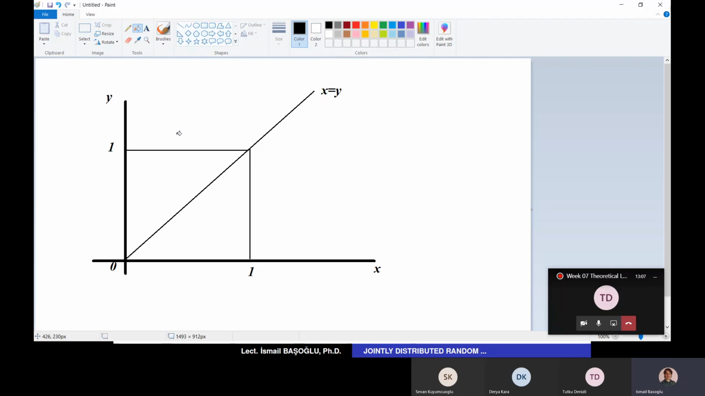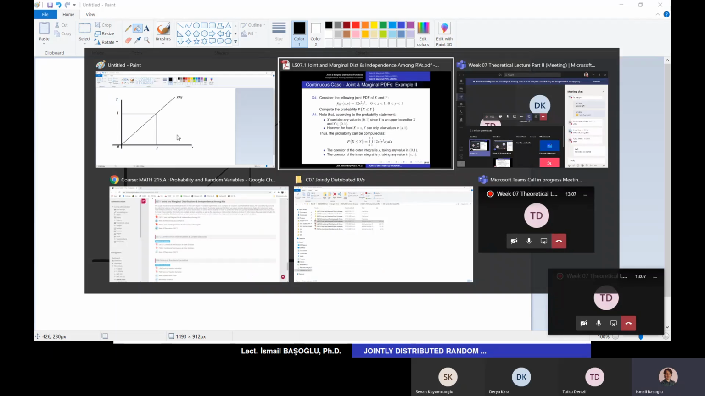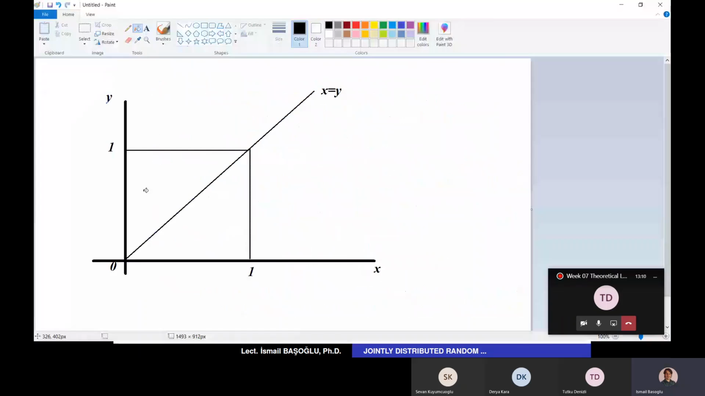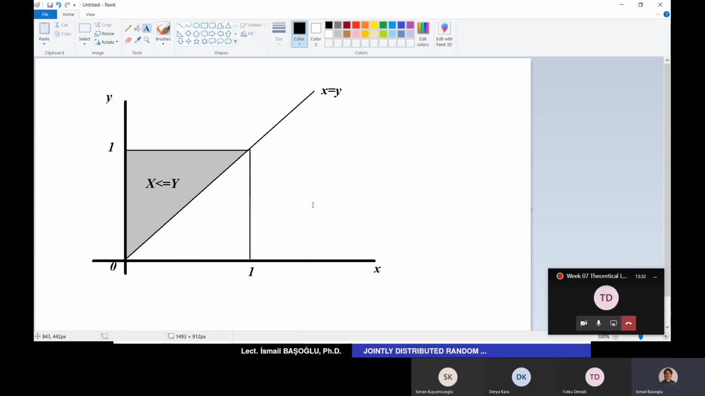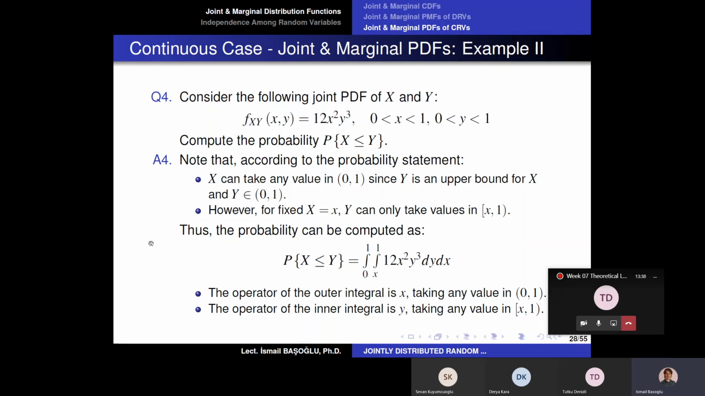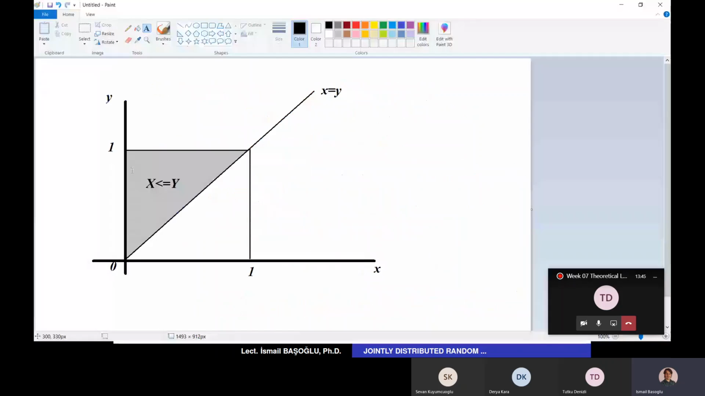If x is less than or equal to y, it should be that region. That region here is the region where random variable x is less than or equal to y. So in that region, I am just going to calculate a double integral of the joint probability density function to calculate the volume under the function in that region. So the integral boundaries should be limited to that region only.